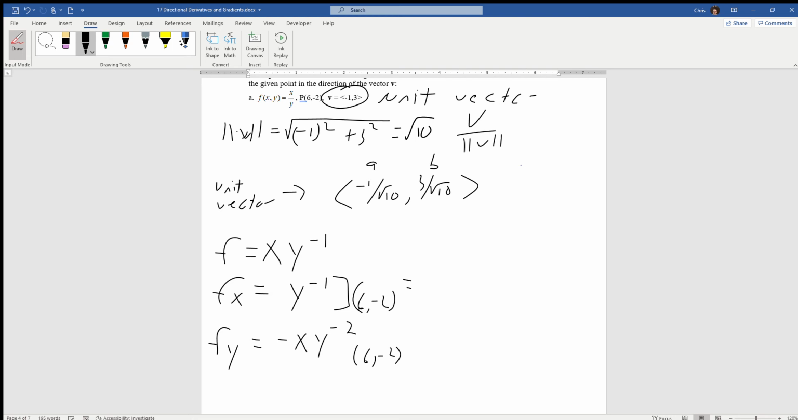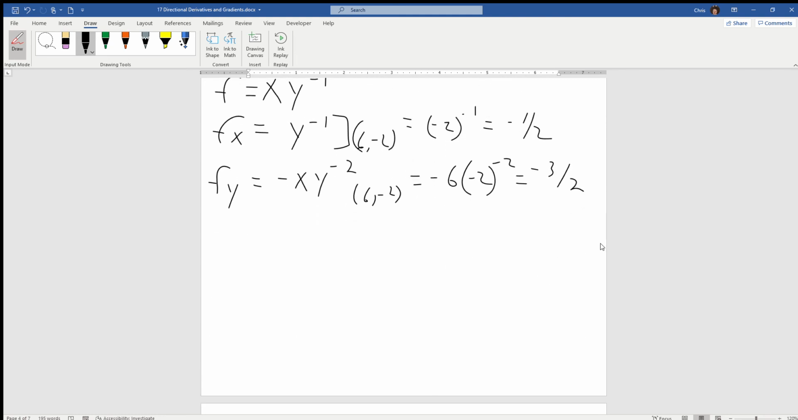So Fx is going to be -2 to the -1, otherwise known as -1/2. And Fy is going to be the opposite of 6 times -2 to the -2, and that's going to be -6 over +4, or -3/2. And then finally, what we can do is substitute these back in, and multiply each of these by the unit vector's direction, so the i and the j.